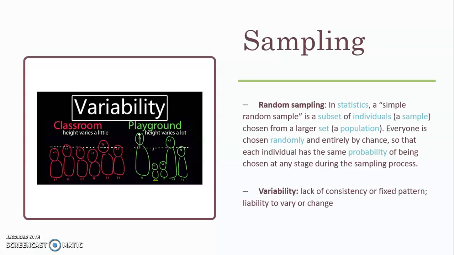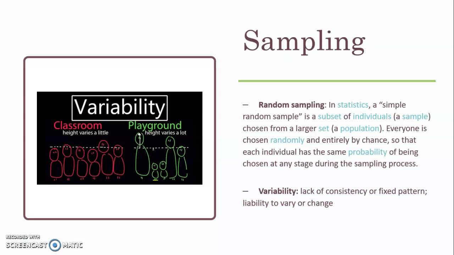The definition of variability is the lack of consistency or fixed pattern, liability to vary or change. That can be kind of confusing, so I'll use an example. Since we're in middle school now, there's not much variation because we're pretty much the same age group, so I'm going to explain this with an elementary school, so kindergarten through 5th or 6th grade.